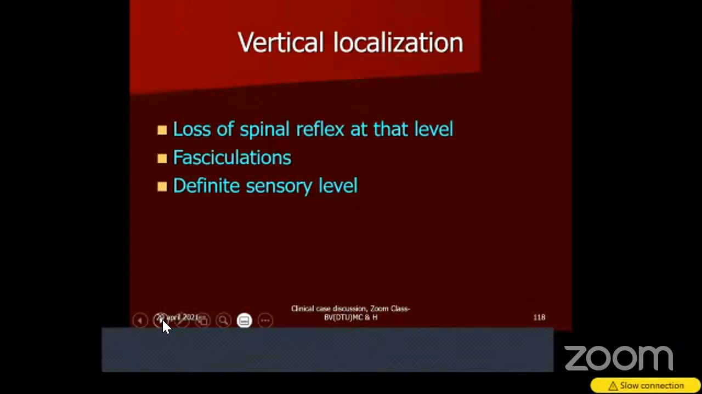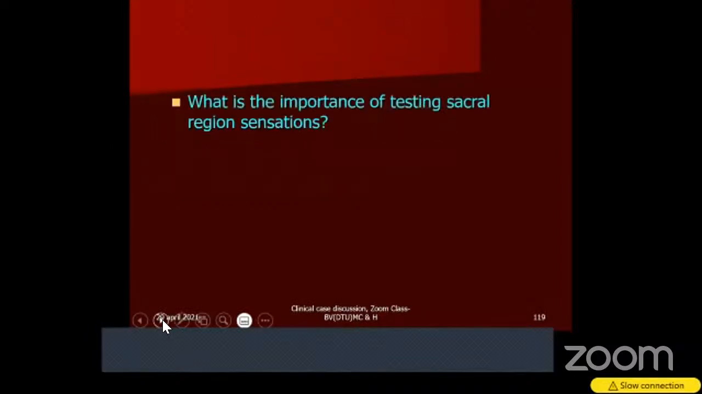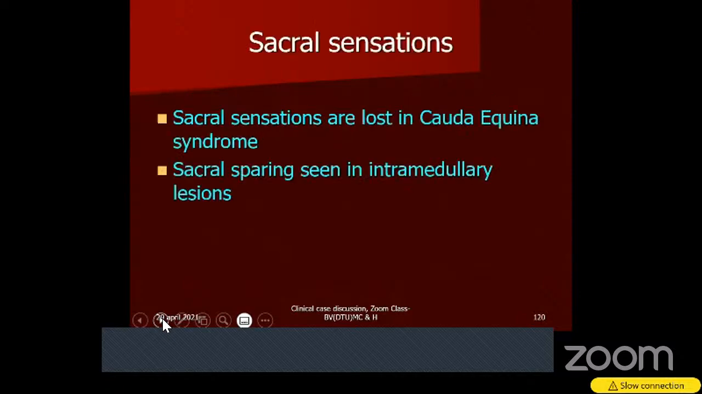What is the importance of testing sacral region sensations, which I have already explained? Somebody tell. You have to test the sacral region sensations. What is the importance? What will happen in intramedullary? At least sacral sparing will be there. In the cervical region, if there is a compression from intradural extramedullary, it can cause pressure on the sacral region. So sacral sensation will be involved in that region. So sacral sensation is lost in the corticospinal syndrome, and sparing is seen in intramedullary lesions.